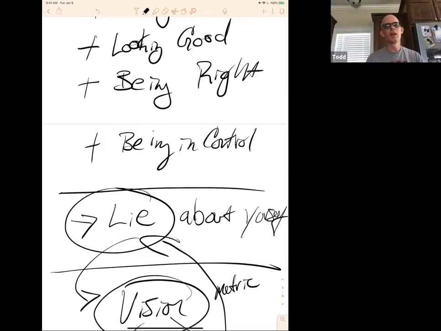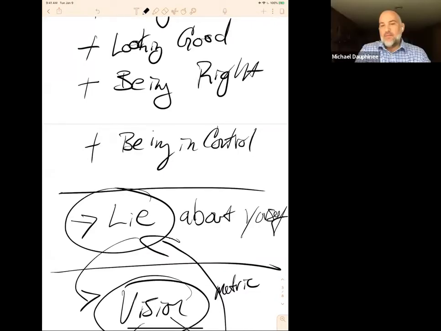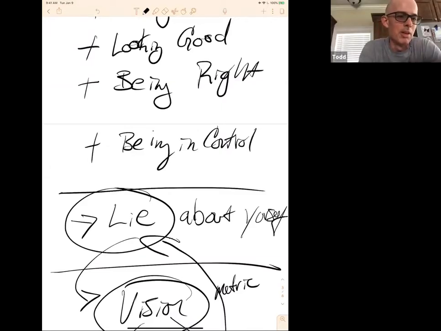No, that's good. Yeah, I think what I hear you saying is it's the excess of, for example, wanting to be in control. Totally. And using it in the wrong context or in a part of your life where it doesn't need to be. That's along the line of what I'm hearing.